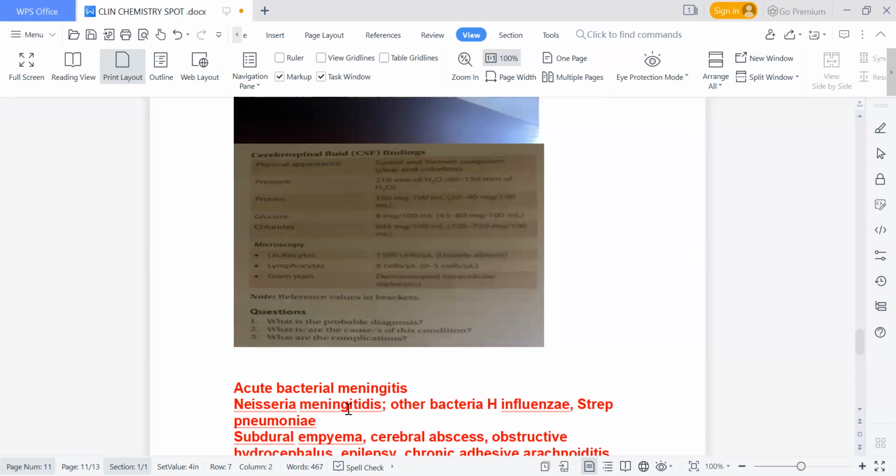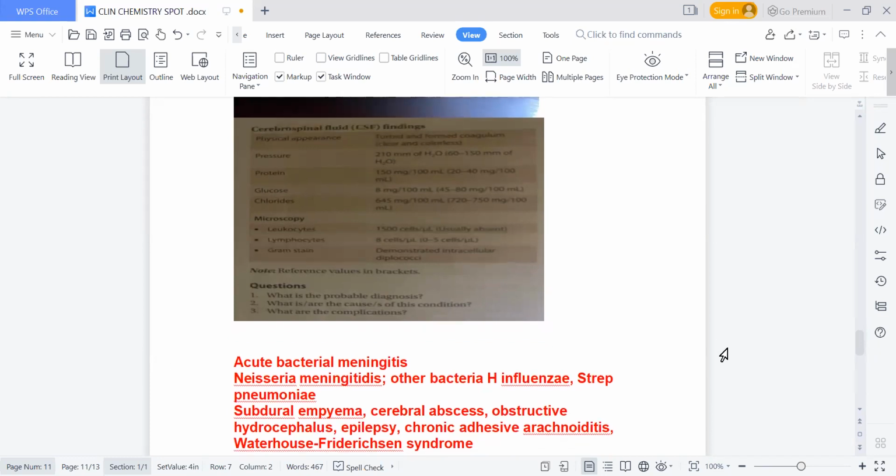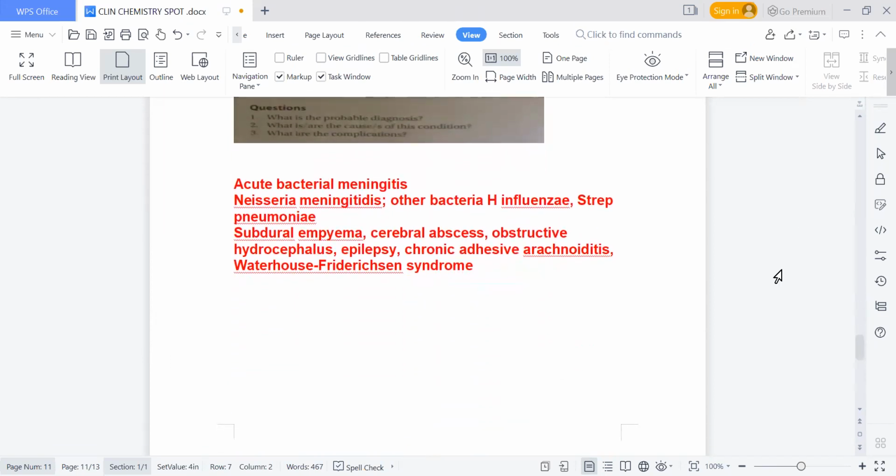Apart from Neisseria meningitidis, other bacteria that can cause such a condition are Haemophilus influenzae and Streptococcus pneumoniae. The complications are subdural empyema, cerebral abscess, obstructive hydrocephalus, epilepsy, chronic adhesive arachnoiditis, and Waterhouse-Friderichsen syndrome.